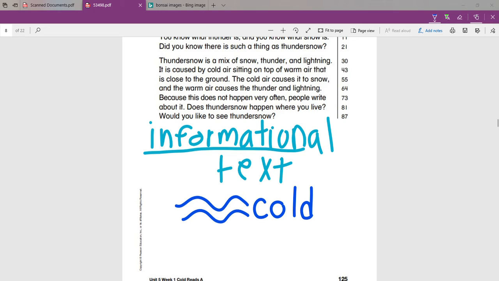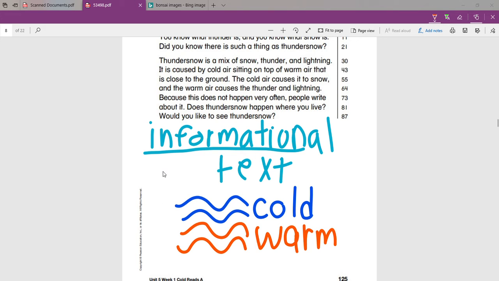This is caused by cold air sitting on top of warm air. So here's my warm air. Remember, warm is cálido. No está caliente y no está frío. Está en medio. It's not too hot or too cold. So when there's cold air sitting on top of warm air, that's when we get a thundersnow.